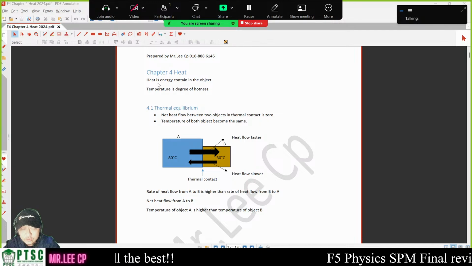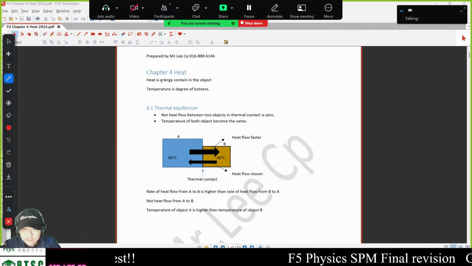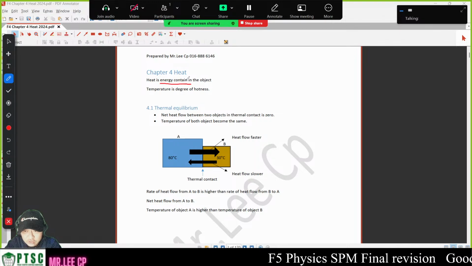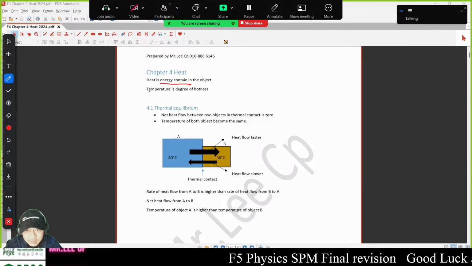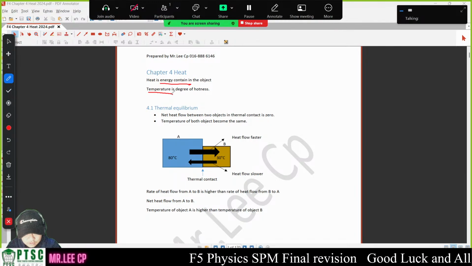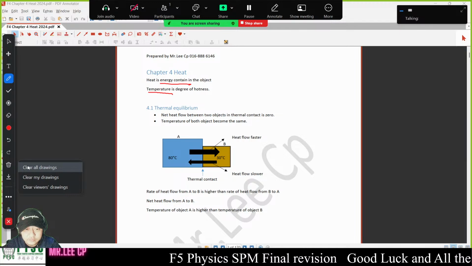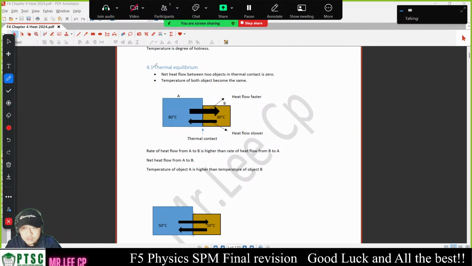You need to know, sometimes in the structural question, they will ask you what is heat. Heat is the energy contained in the object. Heat is not the degree of hotness, but temperature is the degree of hotness. You need to know how to differentiate them. Heat is a kind of energy. So in 4.1, you need to know what is thermal equilibrium.